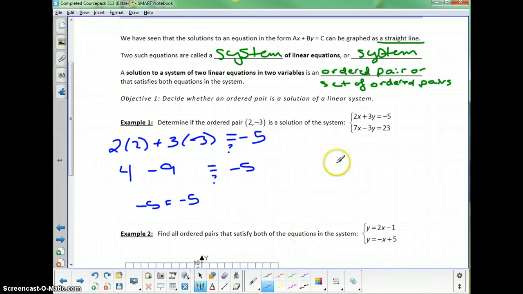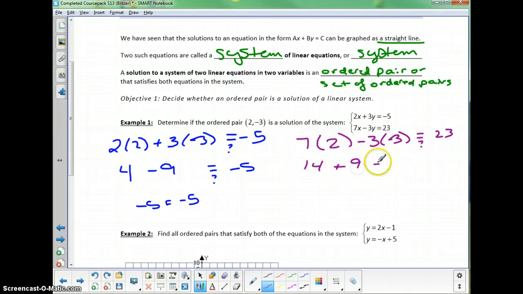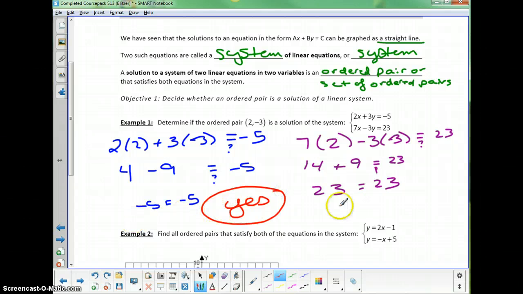Let's look at the other equation. It's no good if it's a solution to one but not the other, so I must check both. Let's try the other one. 7 times 2 minus 3 times -3. And I want to know this time, is it equal to 23? 7 times 2 is 14, plus 9. Is that equal to 23? 14 plus 9 is 23. So I have a true statement here again. So my overall answer when I'm determining whether the ordered pair is a solution to the system is yes, it is, because I got a true statement out of both equations.